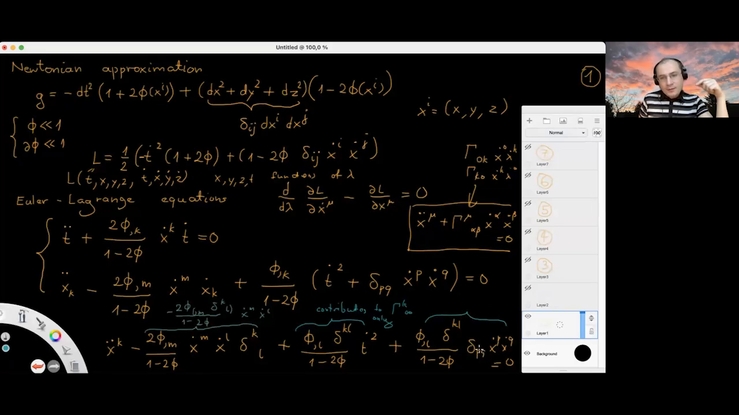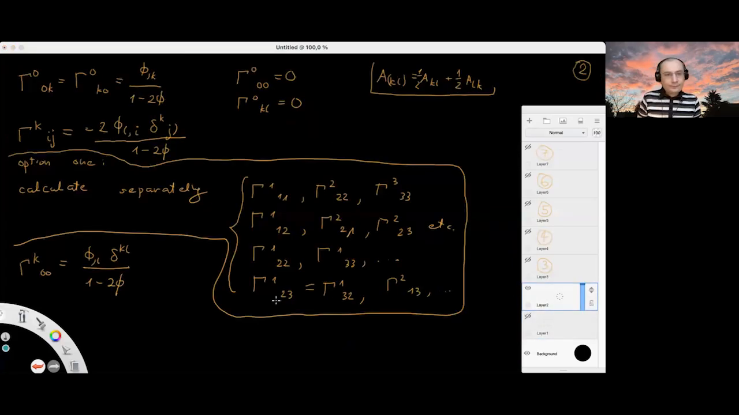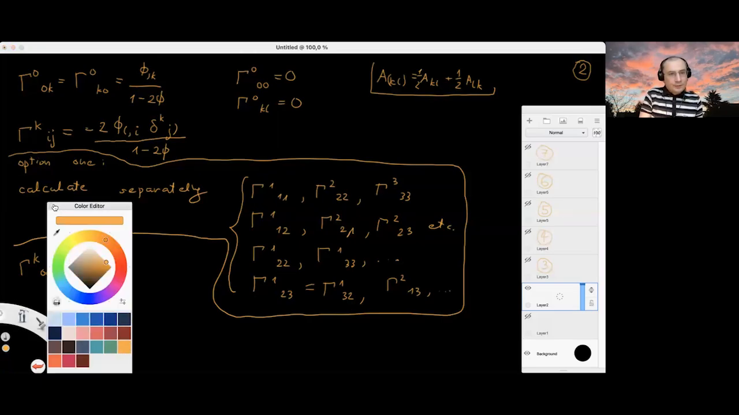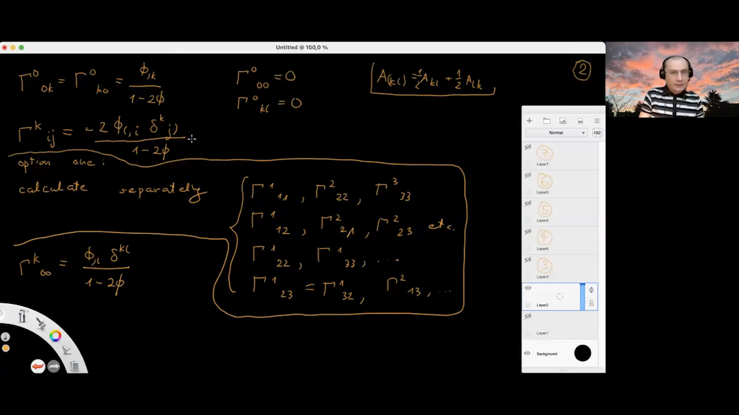Again, it's explicitly symmetric in PQ, so it simply contributes to gamma k PQ. And in order to understand this contribution in our language, we need to rename the indices P and Q to I and J, and that's it. So this term contributes to this one, and it gives us phi, I write it here, phi differentiated with respect to L, delta ij, delta kl, and this is divided by 1 minus 2 phi.